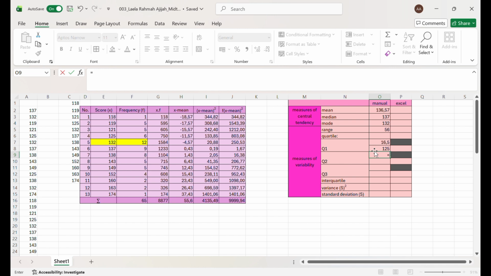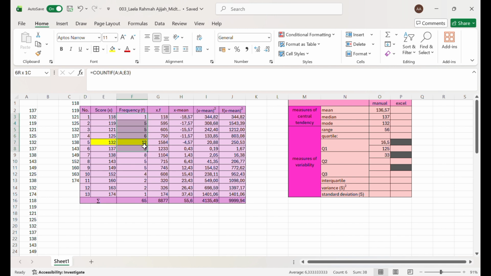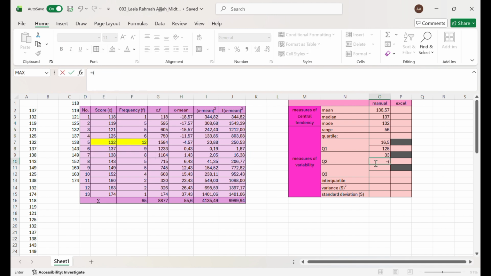Now you can continue to find Q2. The formula is still the same, but the difference is that here we use 1/2. Like this, it means the data is at the 33rd and 34th, and the value is 137, so you only need to add it by itself and then divide by 2.